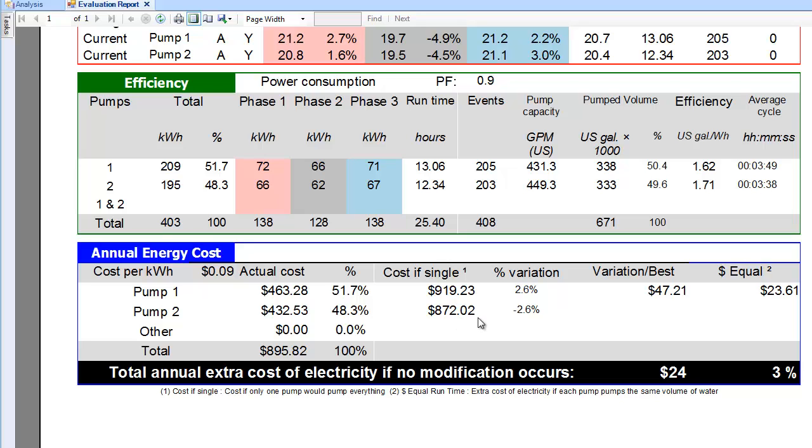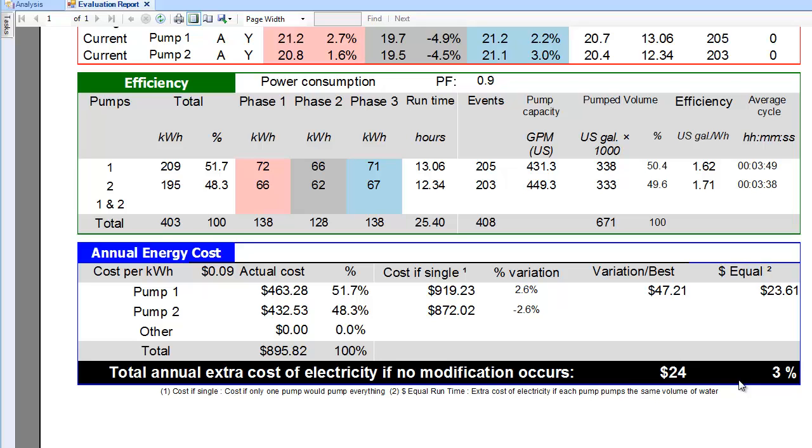$822.02. Now, to get this number, which is the extra cost, or the modified, if there were no modifications occur, that is, we look at the calculated annual cost for both pumps and subtract the most efficient pump from it, and that gives us $24 here.